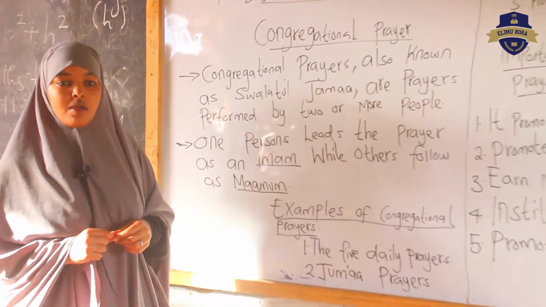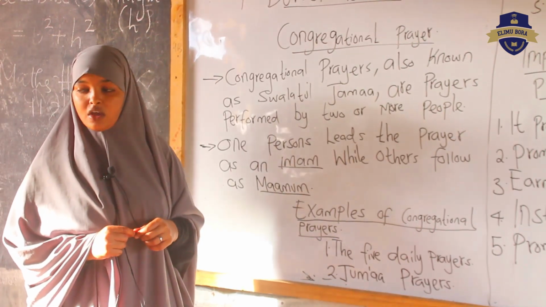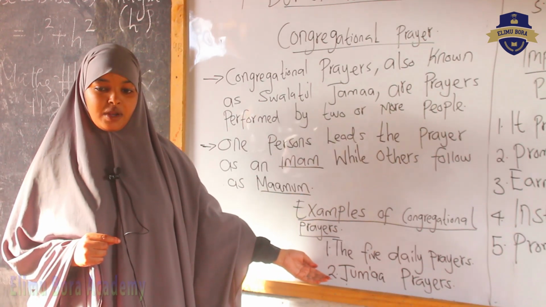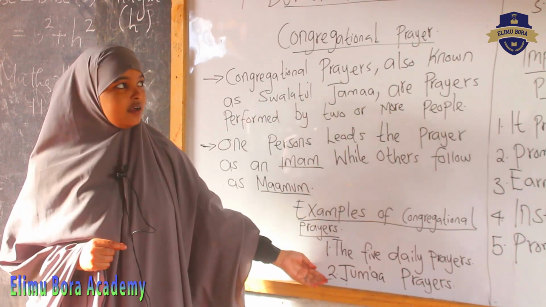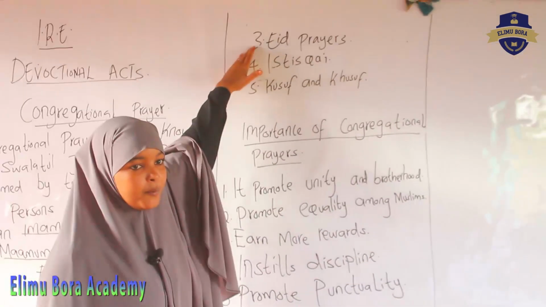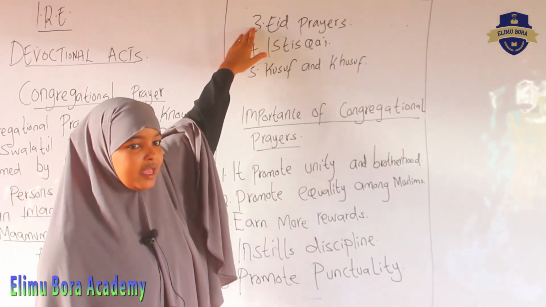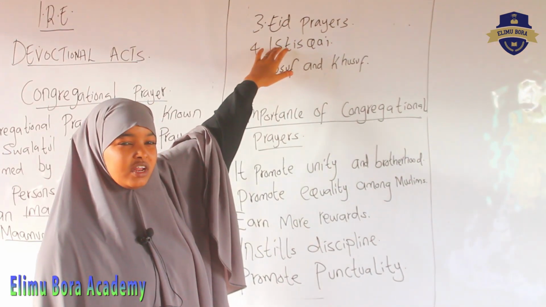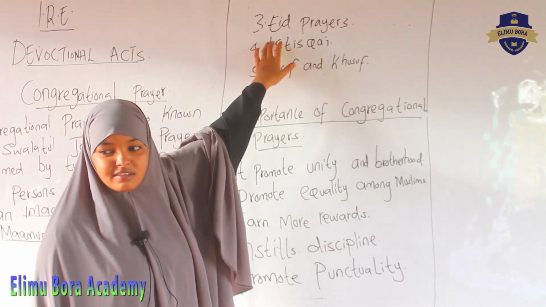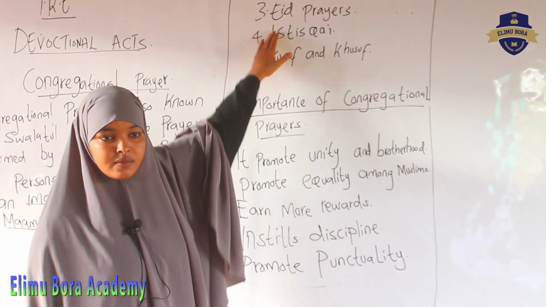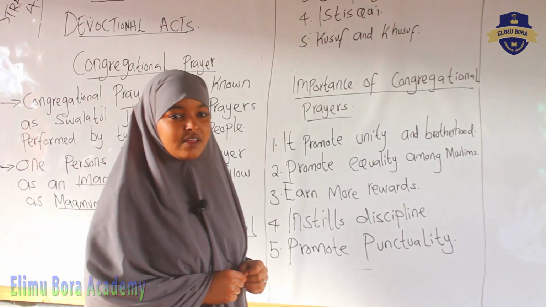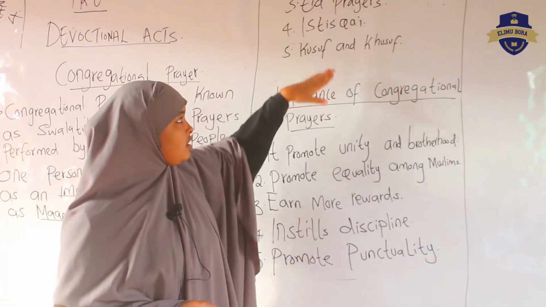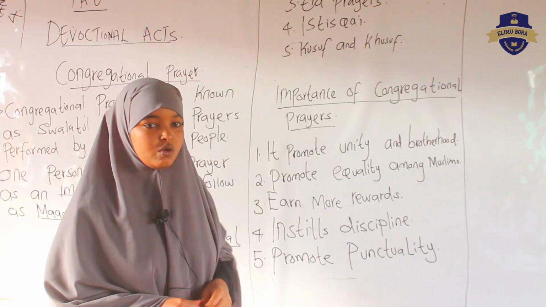Examples of congregational prayers include the 5 daily prayers. Jama'ah prayer is a Friday prayer. Eid prayers are also an example of congregational prayer. Salatul Istisqa is a good example of a congregational prayer. What is Salatul Istisqa, class? This is a prayer that is performed after a prolonged drought to seek for the rain. Lastly, Kusuf and Khusuf.